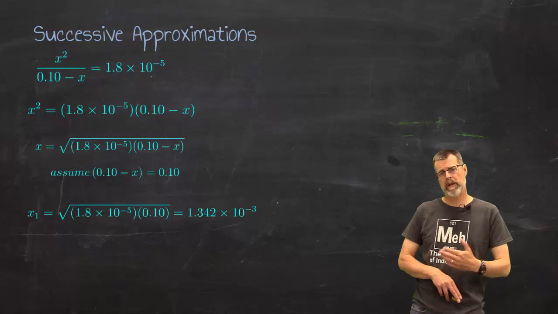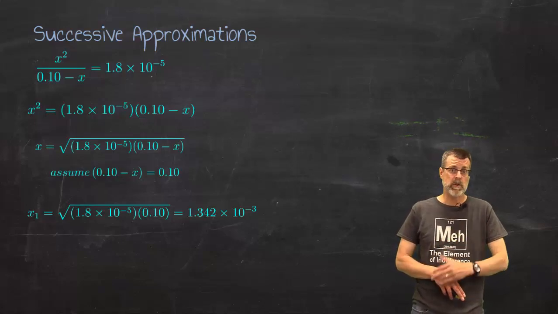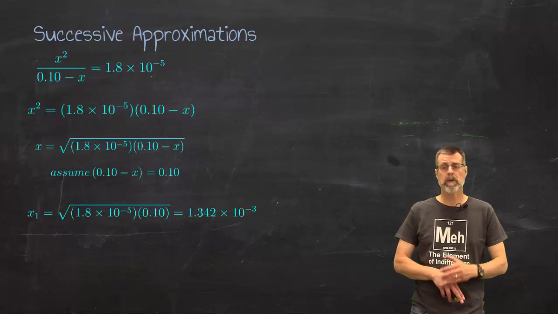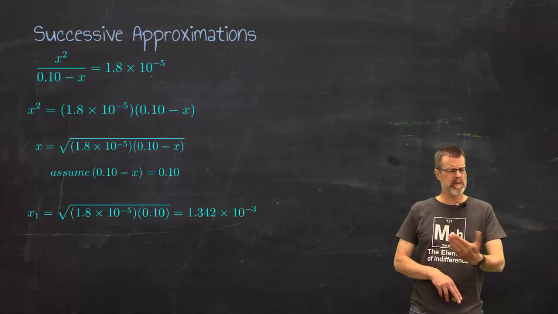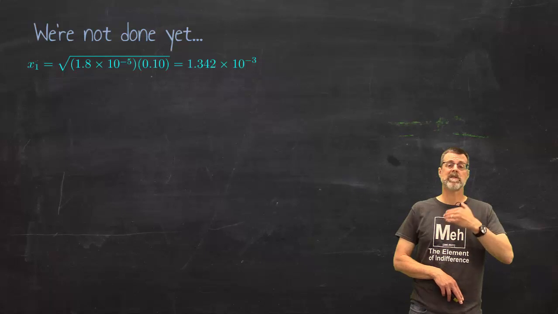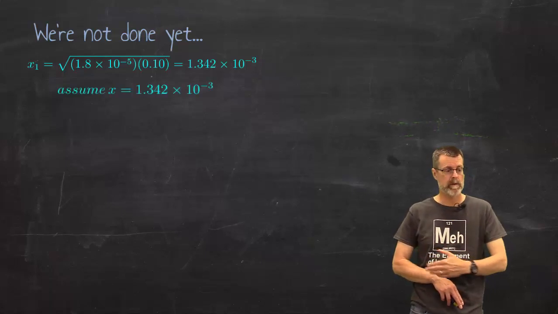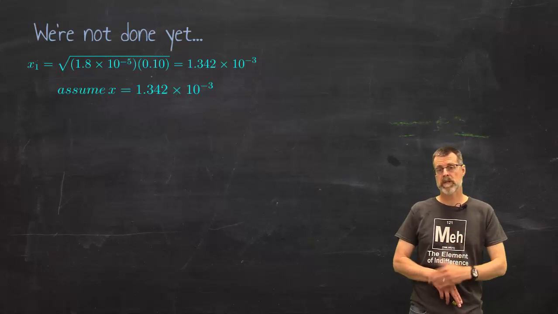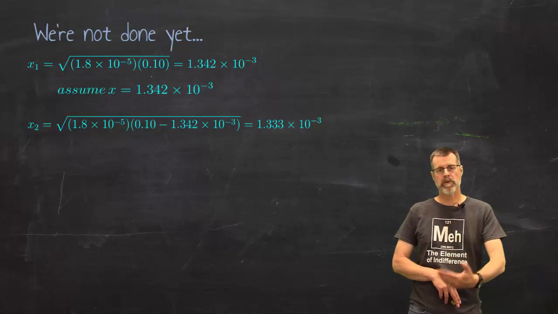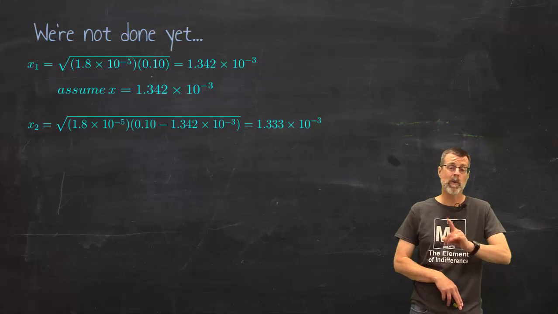I end up with an x1, or my first x value. My first guess and check is 1.342 times 10 to the exponent negative 3. Pretty small, but not as small as I was assuming. So my next guess is to assume that x was that value, 1.342 times 10 to the exponent negative 3. Put that value in, do the math, do the square root, and I end up with 1.33 times 10 to the exponent negative 3. Now I want to point two things out.